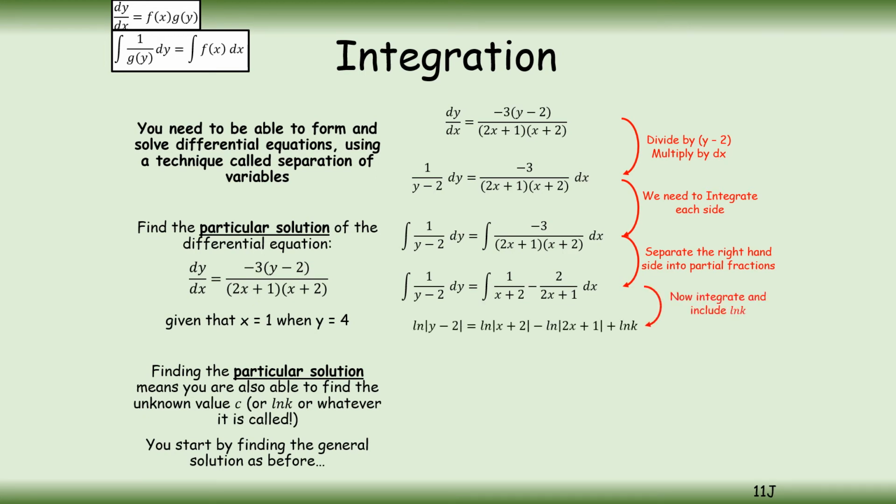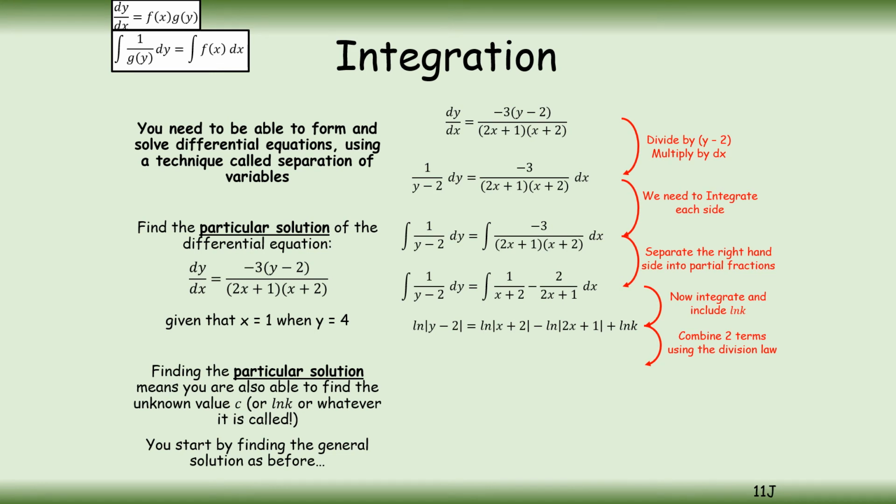So now if we integrate, the left-hand side, as I said, will be just ln(y minus 2). On the right-hand side, again, the top is the derivative of the bottom, so it's going to be ln(x plus 2), minus, on the second one, again the top is the derivative of the bottom, so ln(2x plus 1). And rather than writing c, as I said in the previous example, we could just write this as ln k.